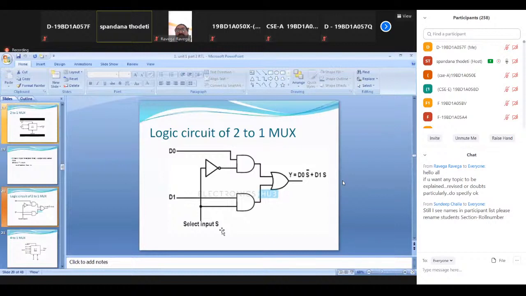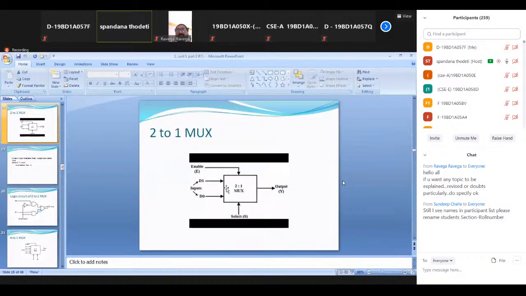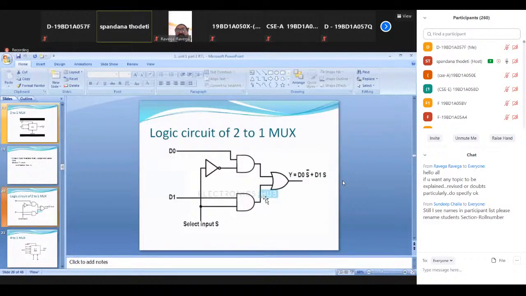If the value of S is equal to 0, then the input line connected to the 0th input line of the multiplexer is selected as output. If S equal to 1, whatever is connected to the first line of the multiplexer is selected as output. Now how will you write it? If S equal to 0.